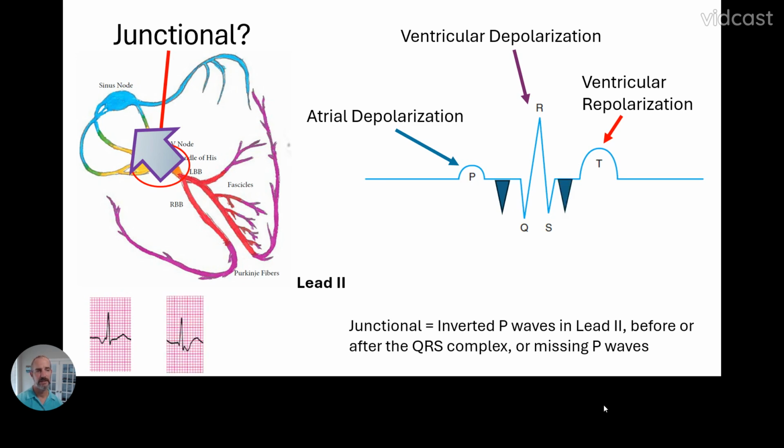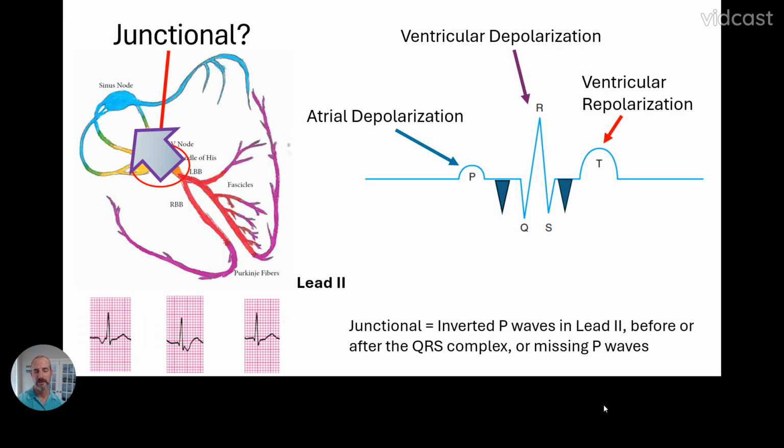You can have the P wave inverted occurring after the QRS complex, where the ventricles actually depolarize first. Again, that's not going to be efficient for kicking blood from the top to the bottom, right? And then you can have a QRS complex with no P wave.